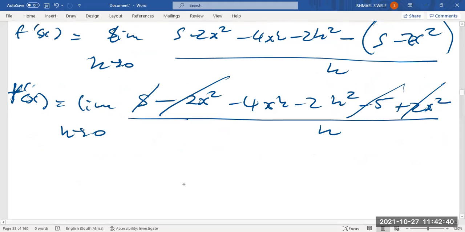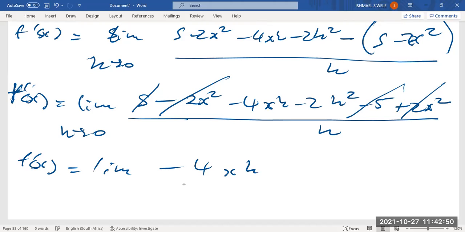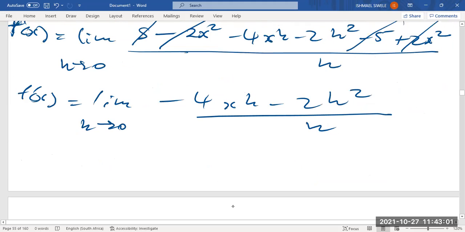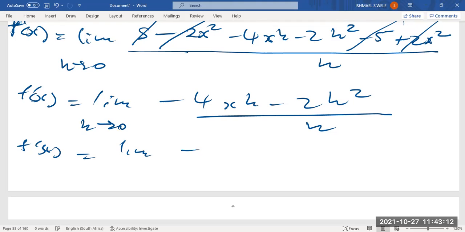What does that mean? I'm going to have f prime of x equal to the limit of negative 4xh minus 2h squared all over h, as h approaches 0, right? Let me factor out h. I factor out h, and then I'm going to have negative 4x minus 2h, right?